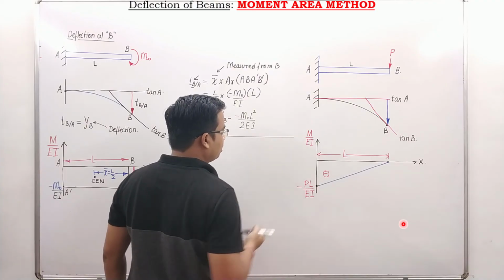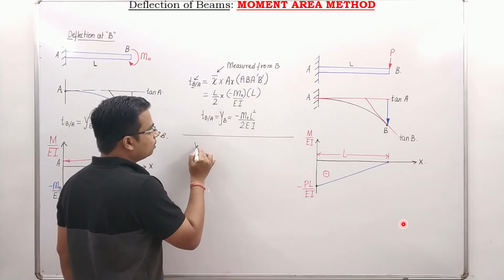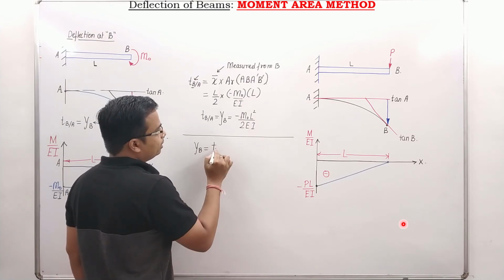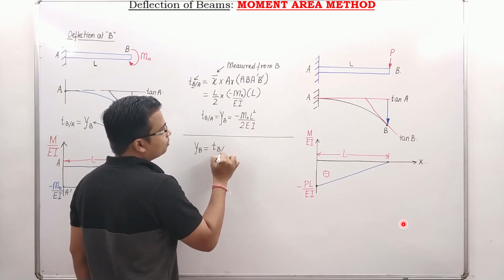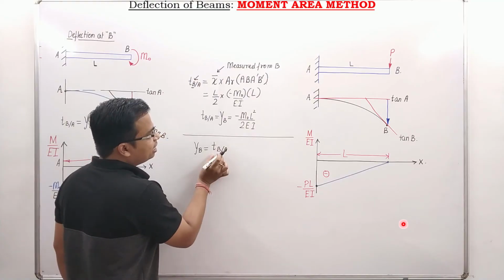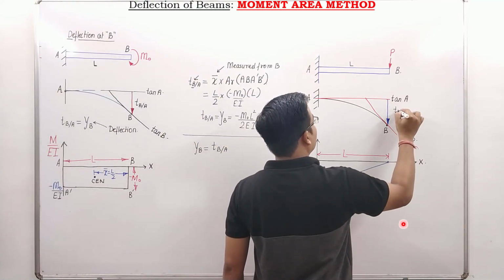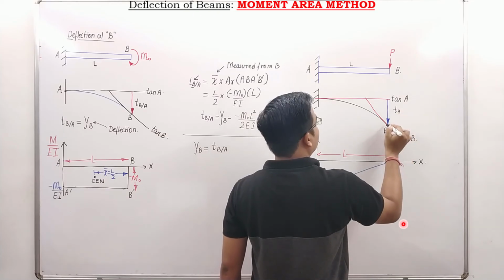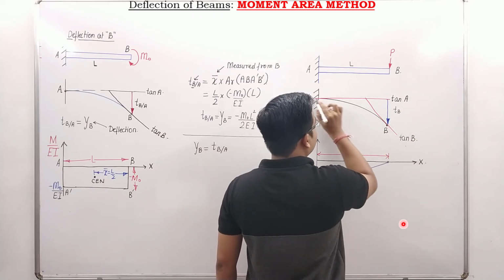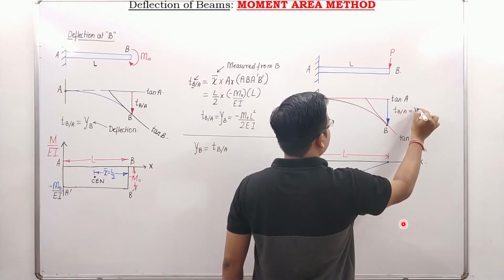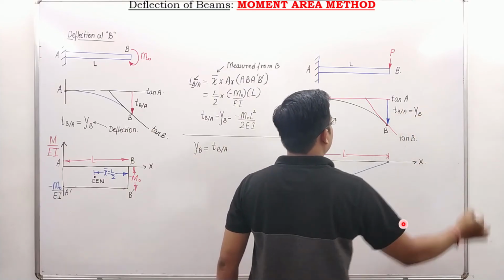Okay, what do we wish to calculate? This is your example number 2. What you wish to calculate is YB. What is YB? Tangent at B. Vertical deviation of tangent at B with respect to tangent at A, that is T_B/A, the vertical deviation of the tangent drawn at B with respect to the tangent drawn from A. And T_B/A, by the way, is your deflection at B.